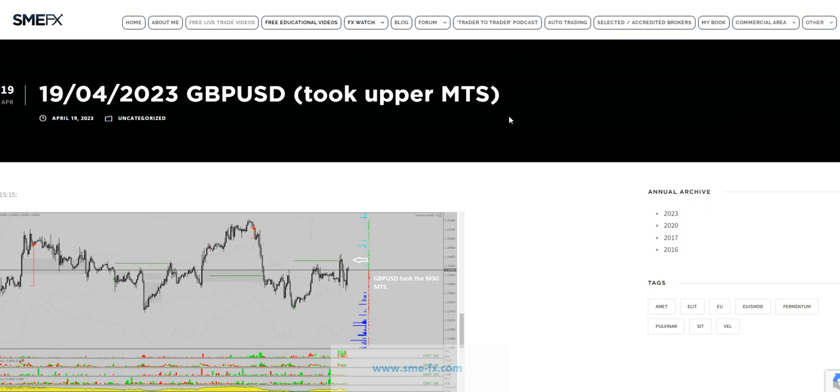Then cable became a bit more complex. It took the upper target as expected here on the 19th. You see it nicely. And look at that, slightly overshot and then again down. That's how precise this can be.